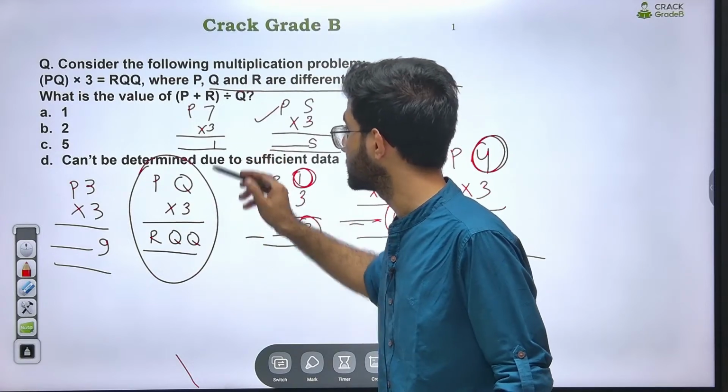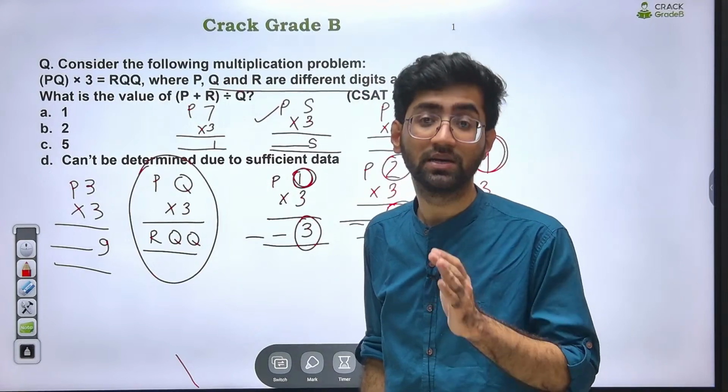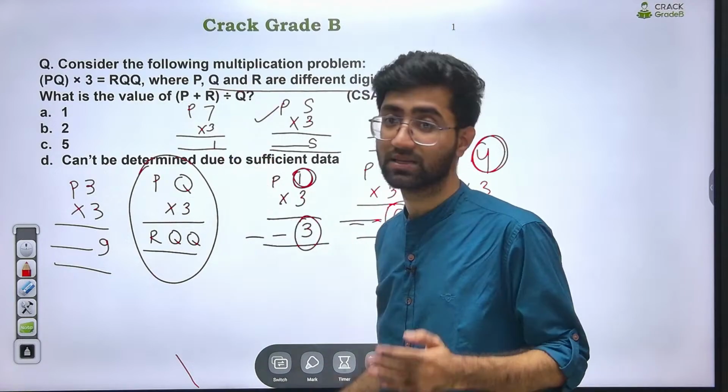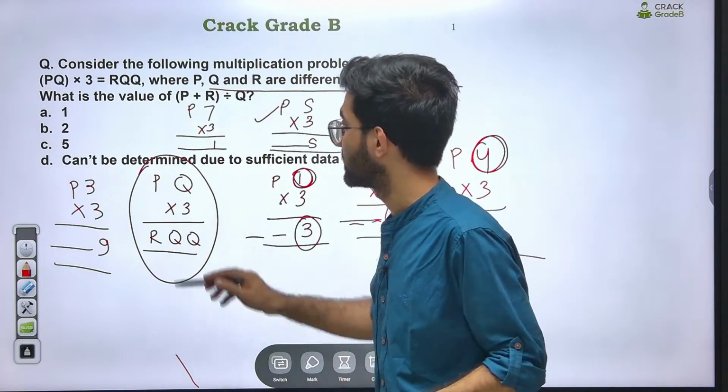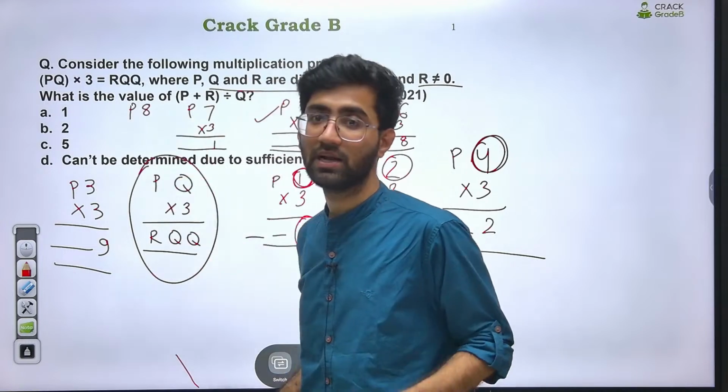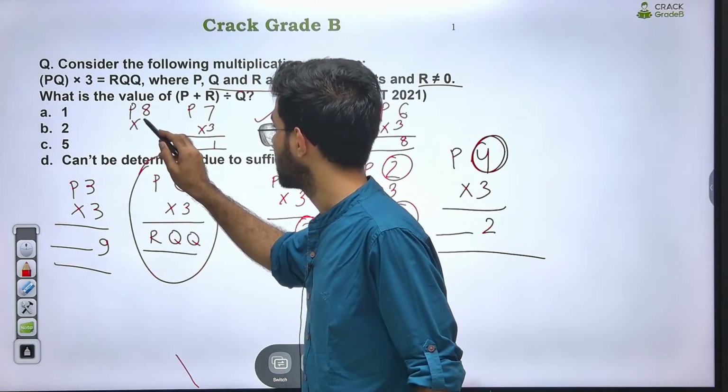If you multiply 7 with 3, you should get 7. Are you getting 7? No, you are not getting 7. What does it mean? That the value of q can't be 7. Now let us take another example, that if the value of q is 8, let us multiply with 3.